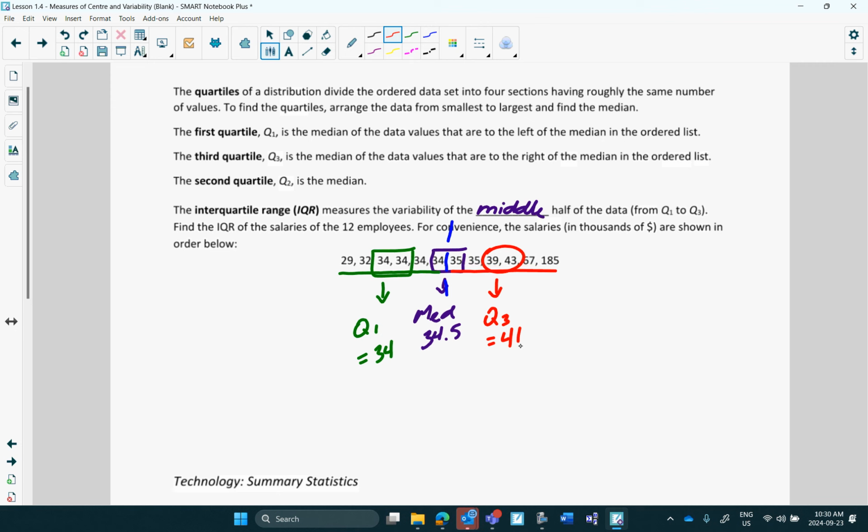No, you can just split it up. Yeah, unless it's an odd set, right? Like if it's an odd set, it's a little different.